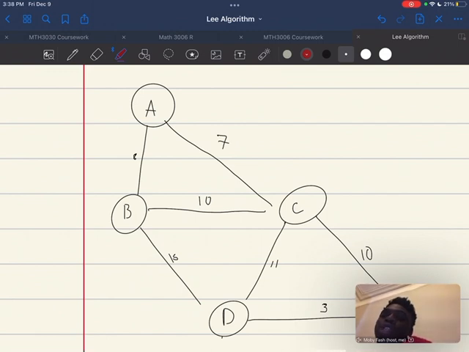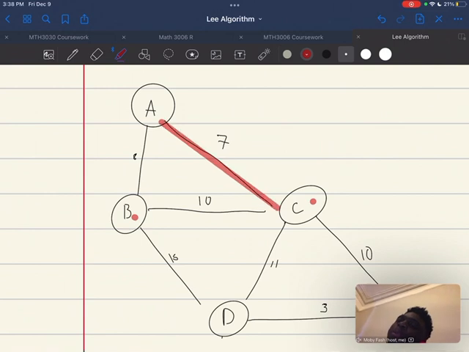As we can see, it will compare 8 is greater than 7, so the path 7 is chosen and added to the minimal spanning tree. Then B is evaluated. After A, B would be evaluated, and the lowest cost would be 8. As you can see, the rest are 10 and 15. The lowest cost would be 8, so that is also added to the minimal spanning tree.